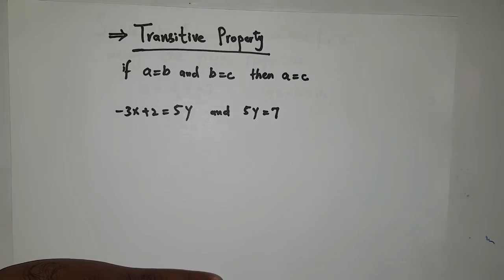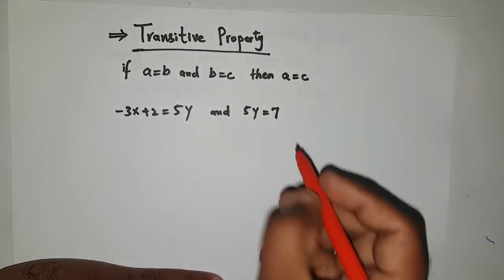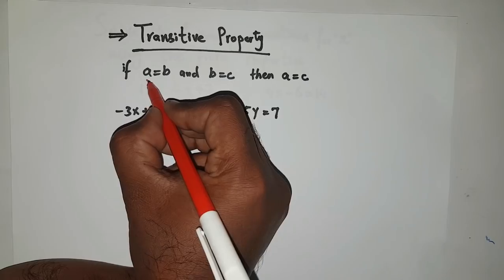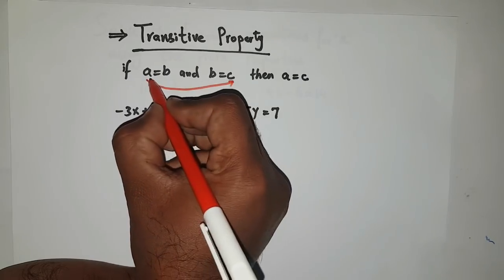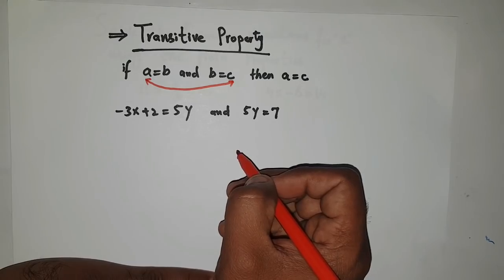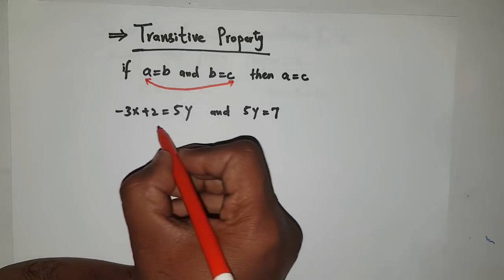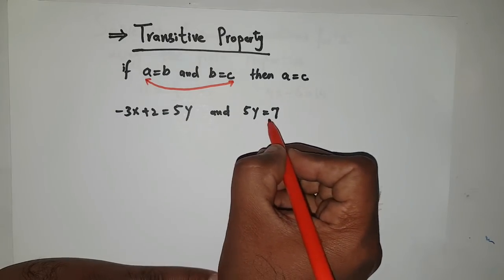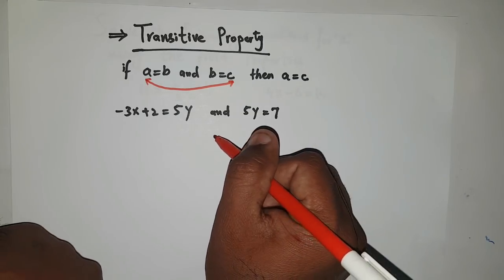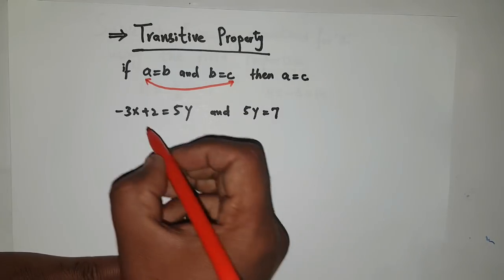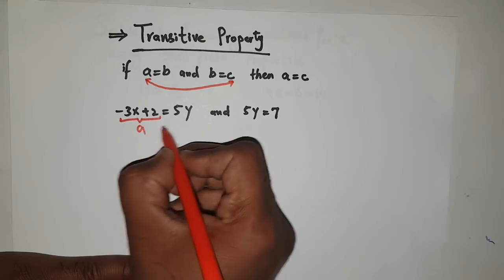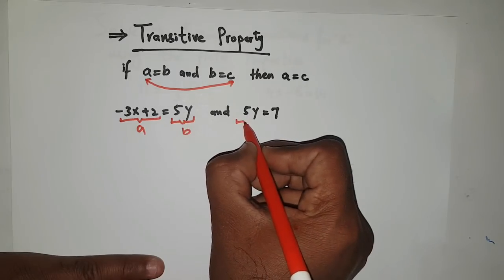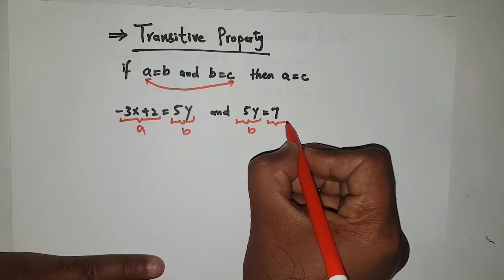The next property of equalities is the transitive property. This property says that if a is equal to b and b is equal to c, then a is equal to c. Let's explore the idea with the help of an example. If we have these two equations, minus 3x plus 2 is equal to 5y, and 5y is equal to 7, and we want to solve them for x. Here we can assume that minus 3x plus 2 is a, 5y is b, the same 5y is also b, and 7 is c.